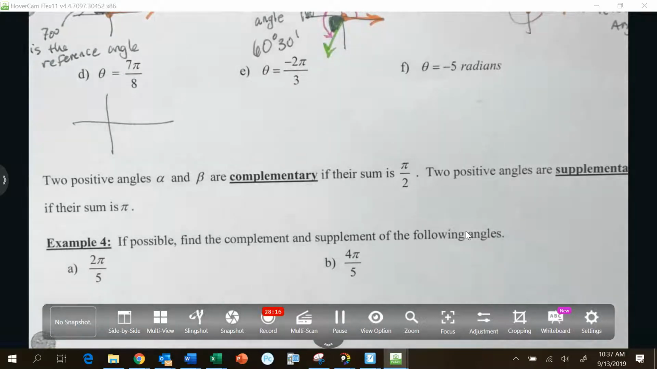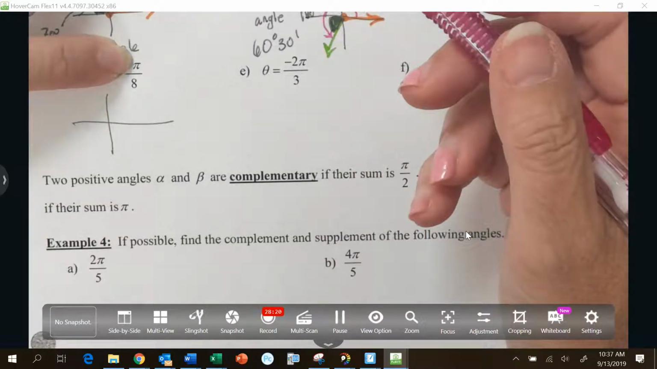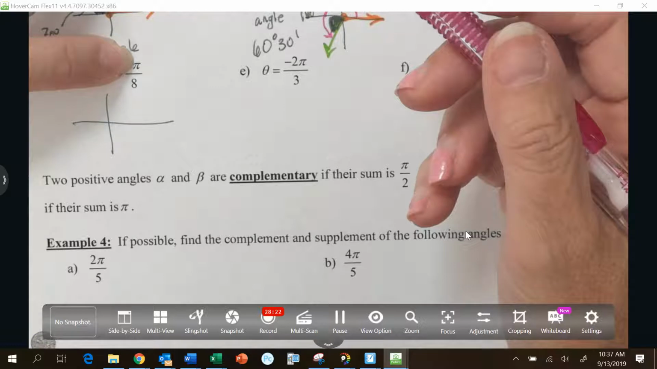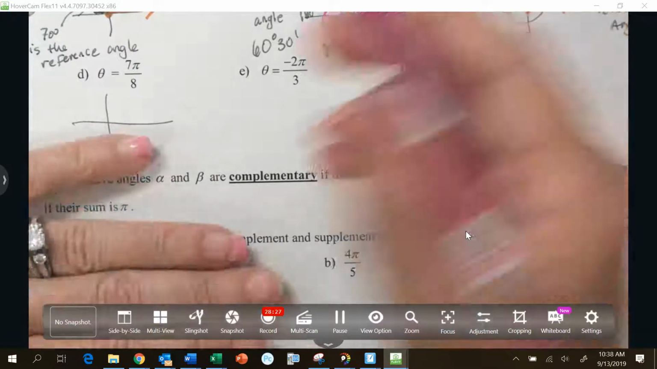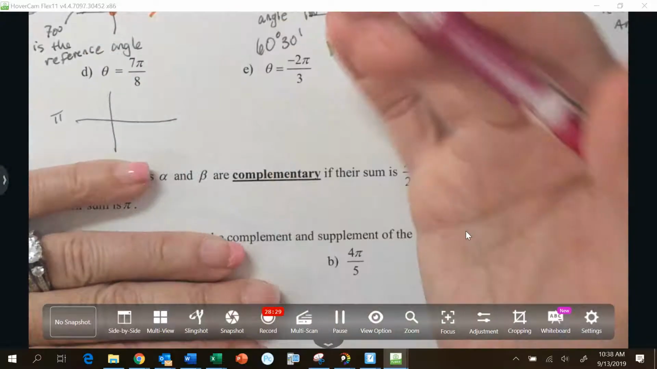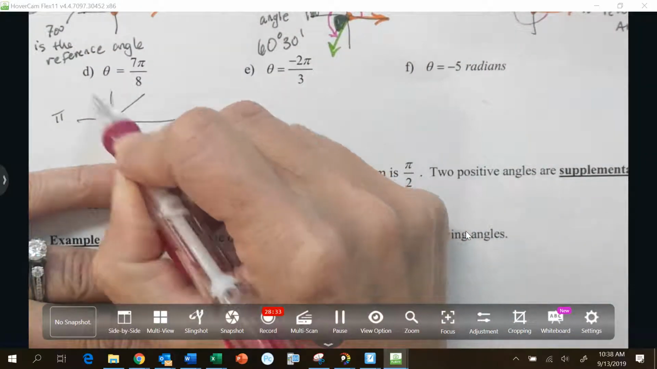Okay, what if I took away the 7? What if I just said pi over 8? Cooper, you know what to do? Divide the top half, which is pi. If you divide it into 8 equal sections, there's 2, there's 4.